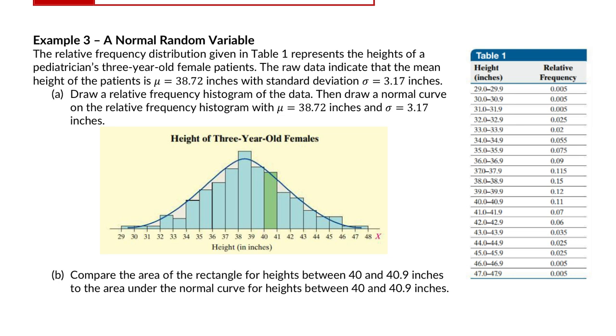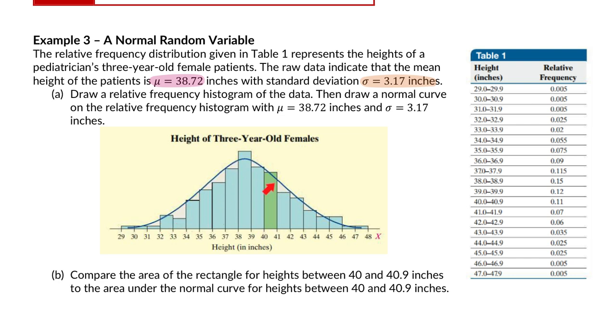The raw data indicate that the mean height of the patients is 38.72 inches, and the standard deviation is 3.17 inches. It asks you to draw a relative frequency histogram of the data, but I actually already did that for you. And then draw a normal curve on the relative frequency histogram with mu 38.72 and sigma 3.17 inches. I also already did that for you. So if you notice, these frequencies are aligned perfectly to the height of these rectangles.